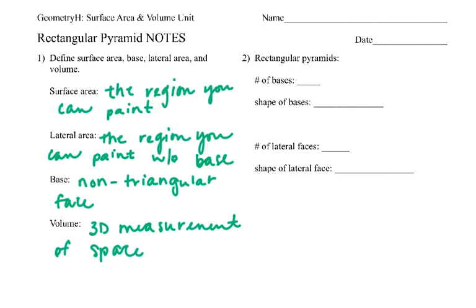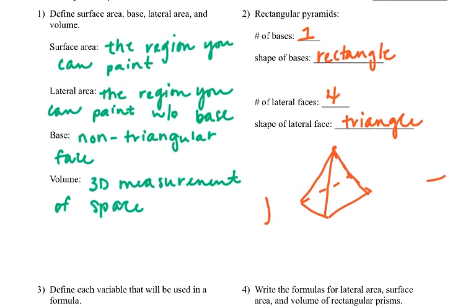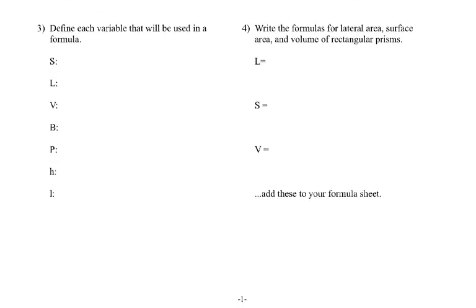Okay, so a rectangular pyramid has one base. It is a rectangle, and that can include squares, remember, because a square is a rectangle. The number of lateral faces, because our base is rectangular, is going to be 4. Now tomorrow that's going to change because we're going to change our base. And the shape of the lateral face will always be a triangle. Okay, so quick review on that from the first day.